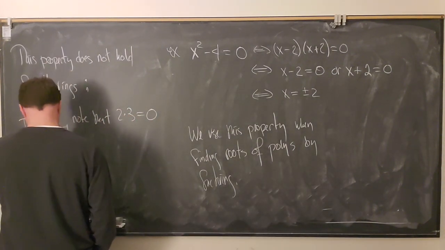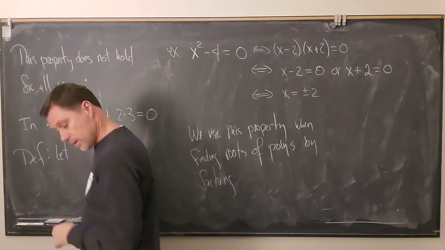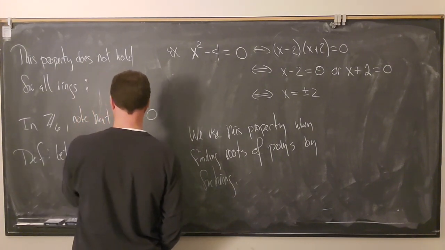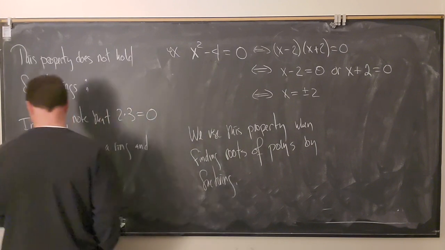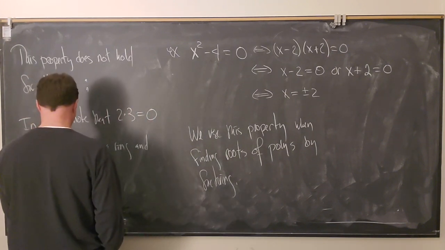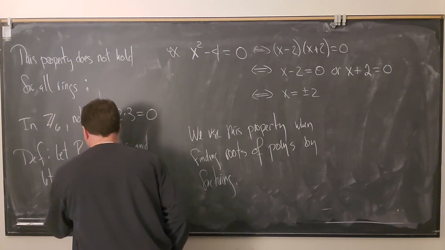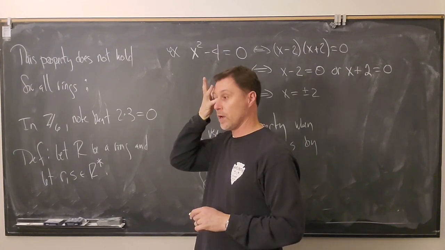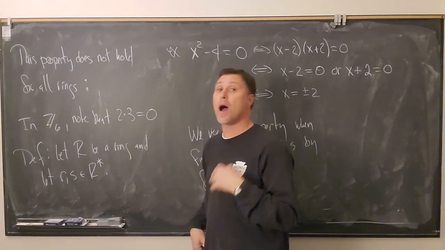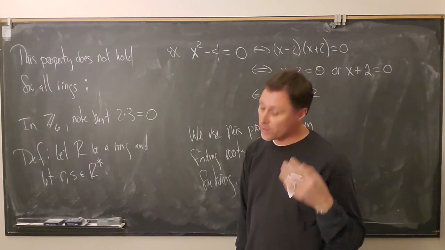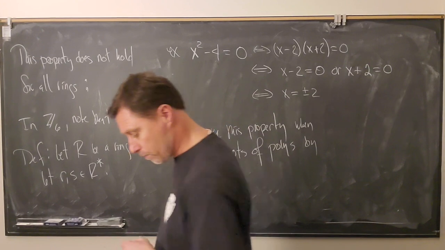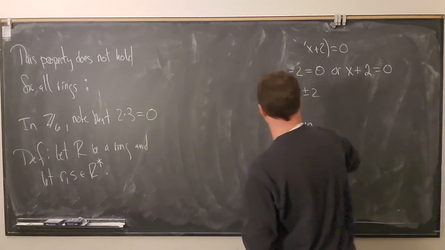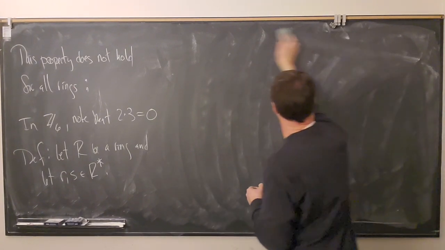Okay, so this leads to a definition. Let's take a ring R, and let little r and little s be non-zero elements of R. Remember, R star means everything except for the additive identity. When I say non-zero, I just mean not equal to the identity. It's not necessarily the number 0. So we have a couple of non-zero elements of our ring.